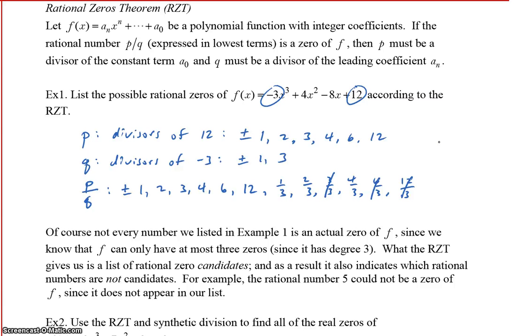So for example, the rational number 5 could not be a zero of f since it doesn't appear in our list. So we can definitely rule out rational zeros. We can't necessarily rule any of these in unless we actually prove that they're actually zeros of the polynomial.